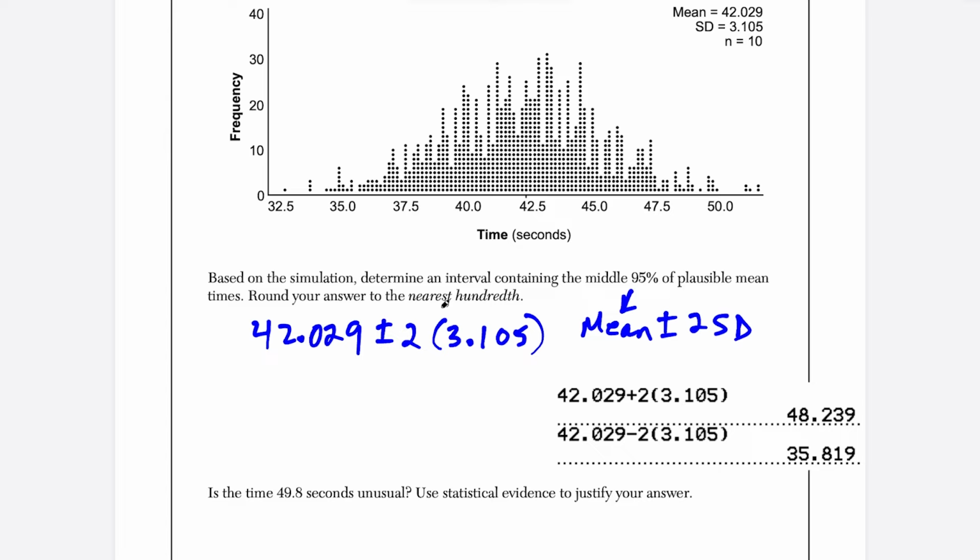And the answer, we're going to round to the nearest hundredth. So when we write the results in the interval here, we're going to round to the nearest hundredth. So the lower end is going to be 35 point, and then in the hundredths place is a 1. To the right is a 9, so we're going to round to 35.82. And for the upper end, we have a 3 here. To the right is a 9, so we're going to round that one to 48.24. So here is our interval containing the middle 95%.